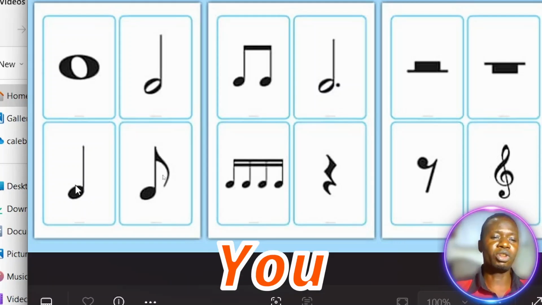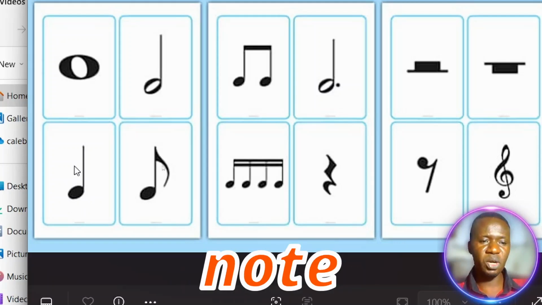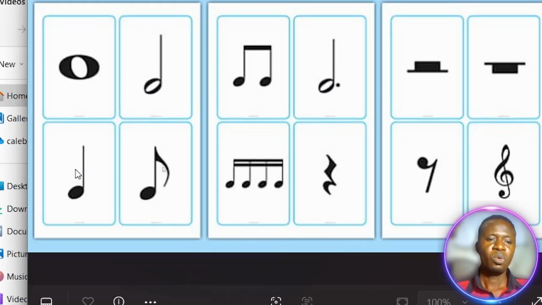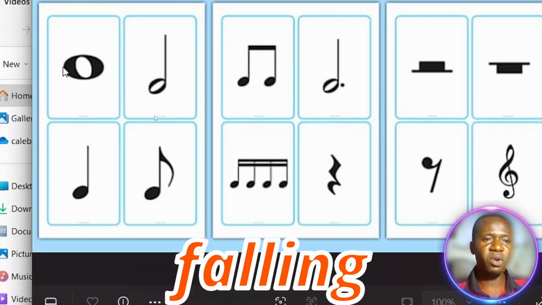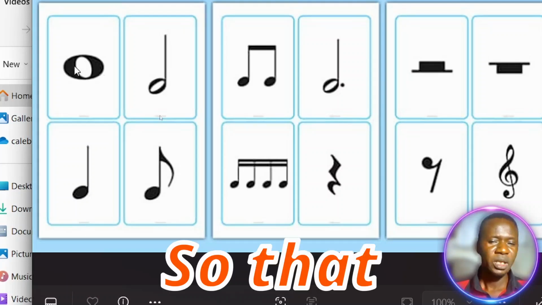So if you want to call it, let's say the word Lord, you call it Lord. Or if any musical note like do falls under here, you call it do. If it falls here, you call it do. If it is falling here, you call it do. So that is it.